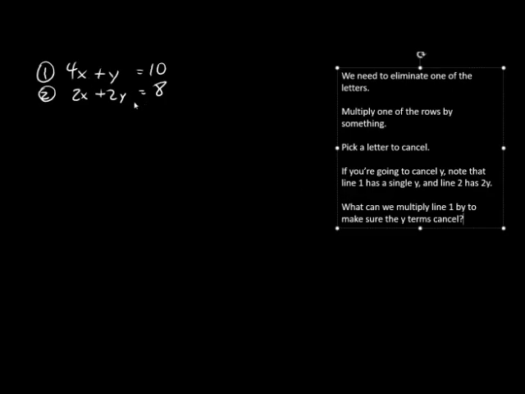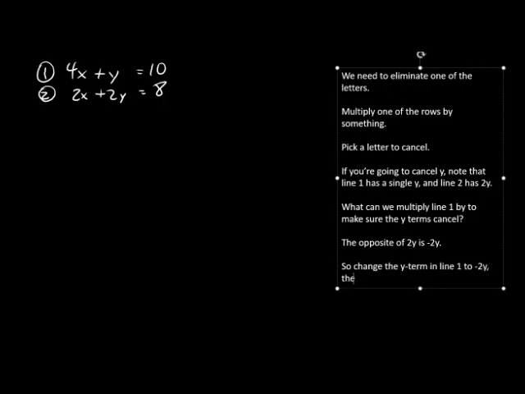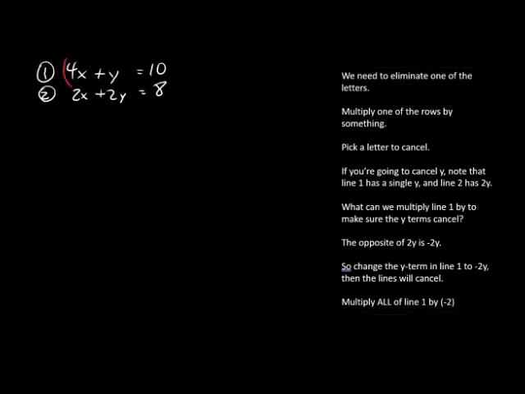Because line 2 has a 2y, the opposite of 2y is negative 2y. So if we change the y term in line 1 to negative 2y somehow, we can expect the lines to cancel out. So to that end, what we can do is take line 1 and multiply the whole thing by negative 2. We'll put line 1 in parentheses and we'll take the whole thing times negative 2. We will then distribute that negative 2.